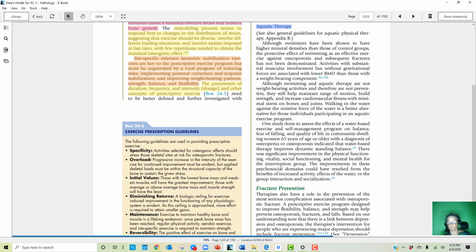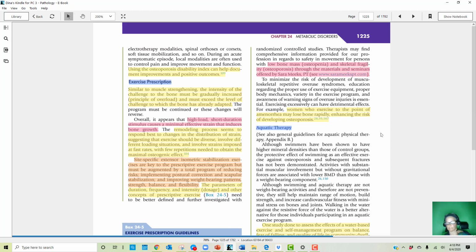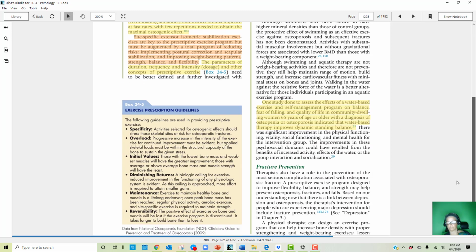There was significant improvement in the physical functioning, vitality, social functioning, and mental health for the intervention group. The improvements in these psychosocial domains could have resulted from the benefits of increased activity, effects of the water, or the group interaction and socialization.